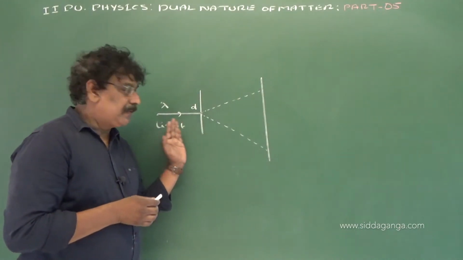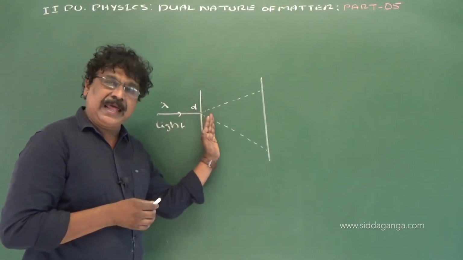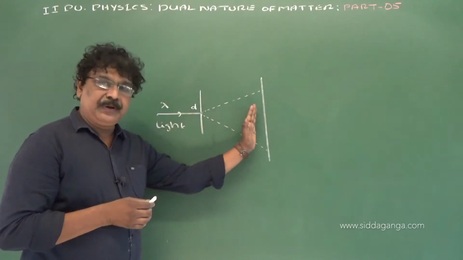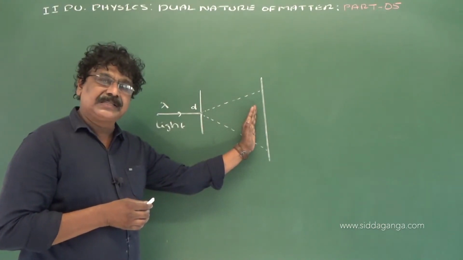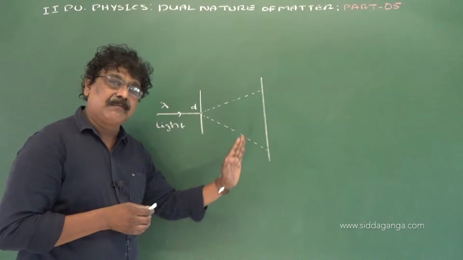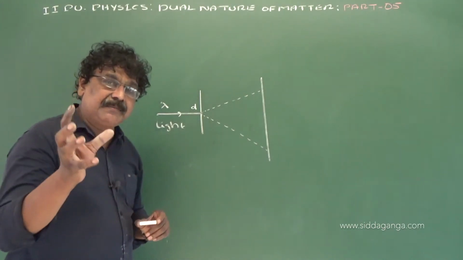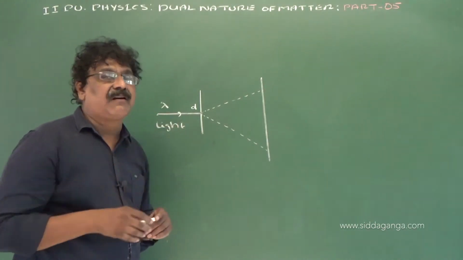Now here, when light passes through a narrow slit, it produces a diffraction pattern consisting of alternate bright and dark bands. It is because of the wave nature of light.